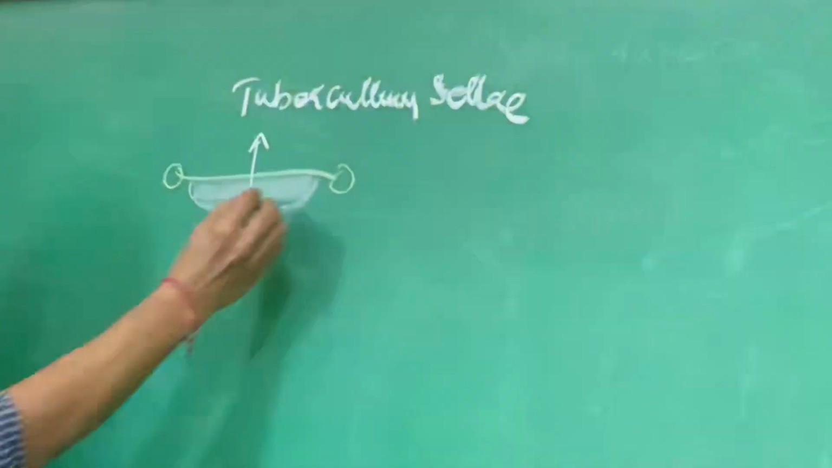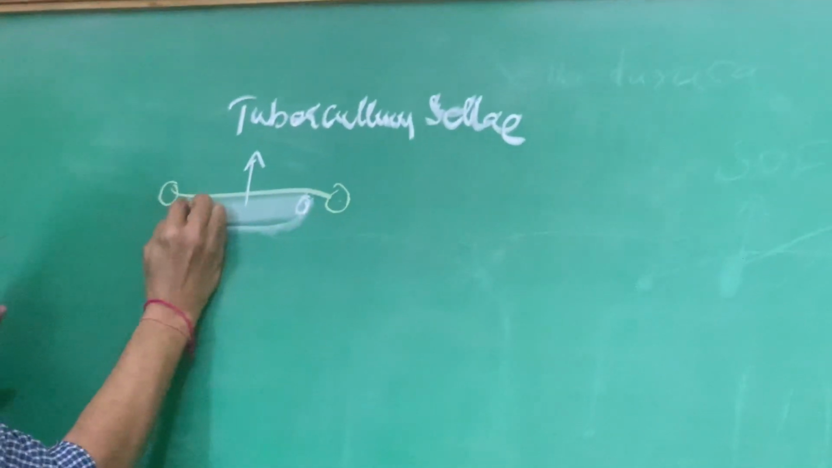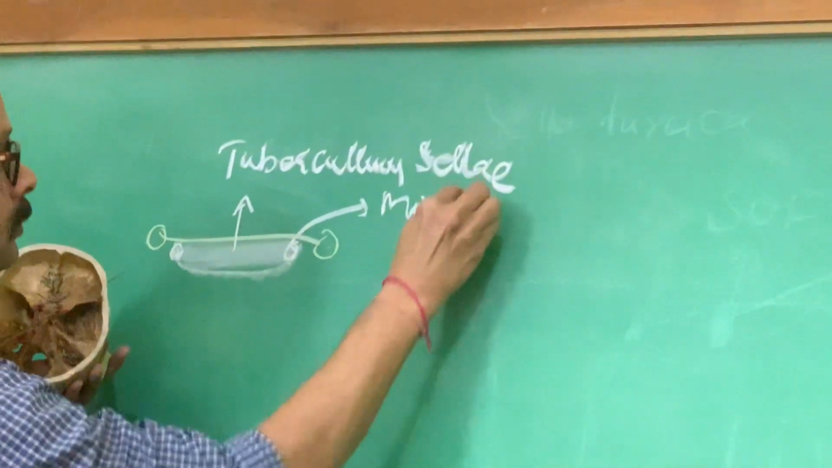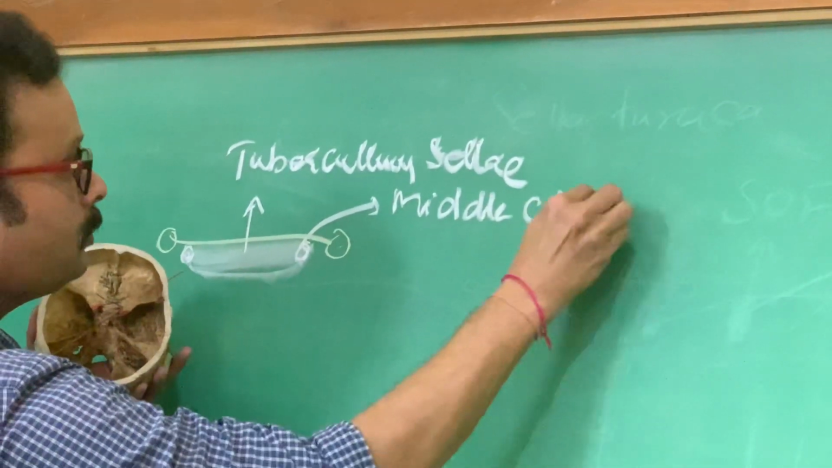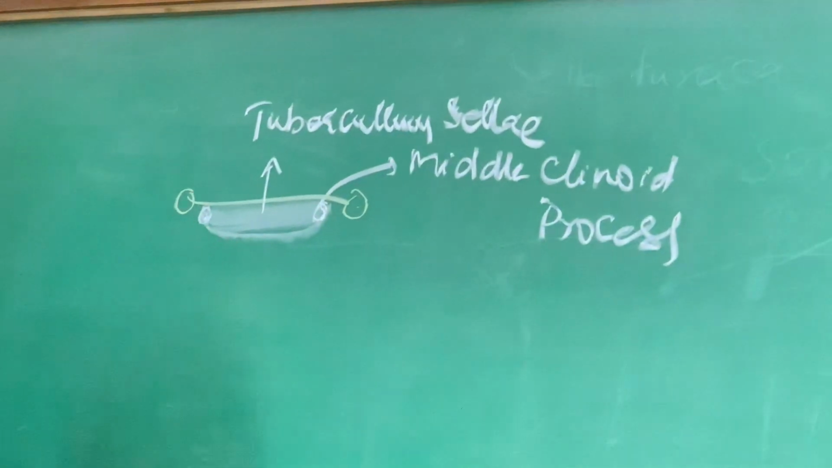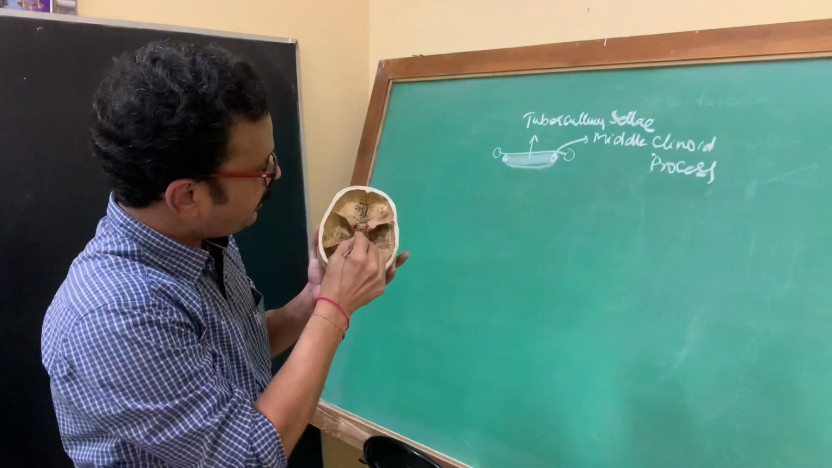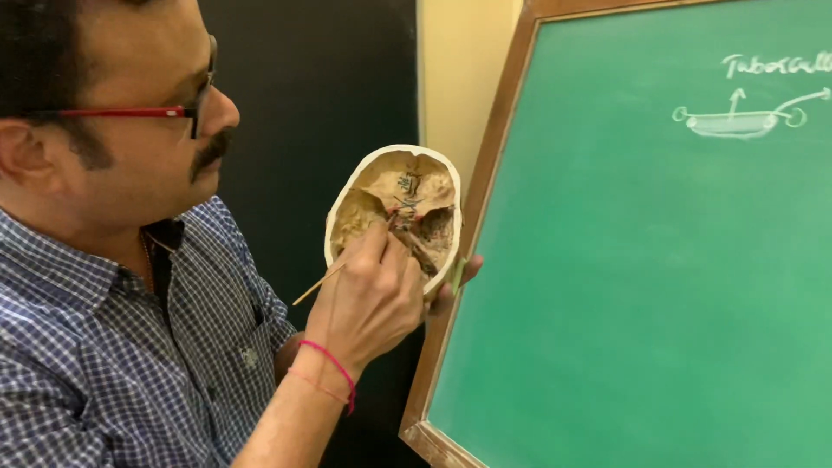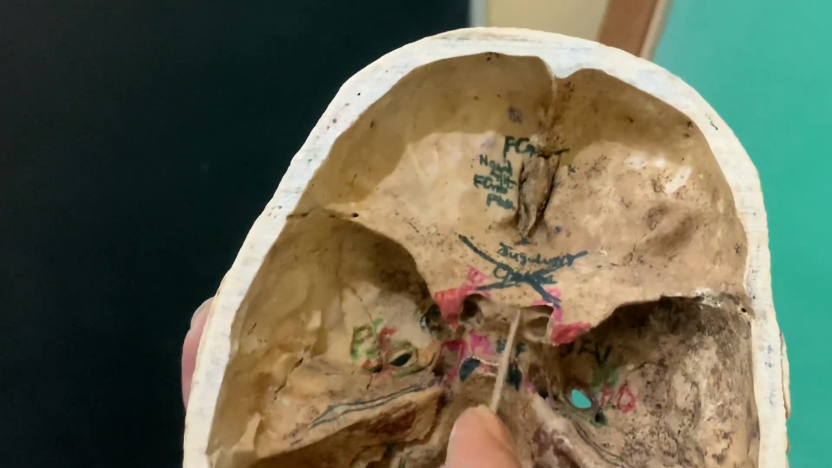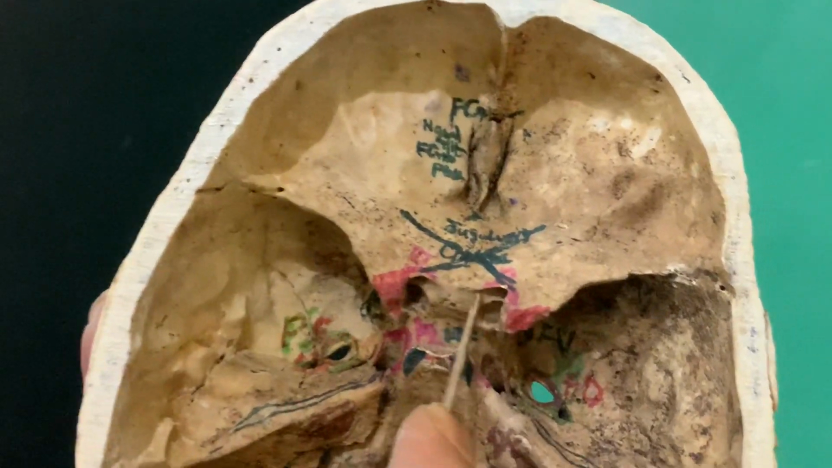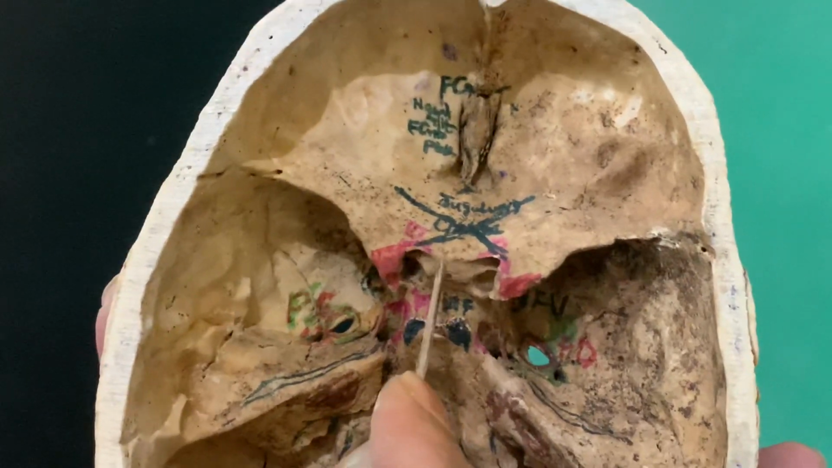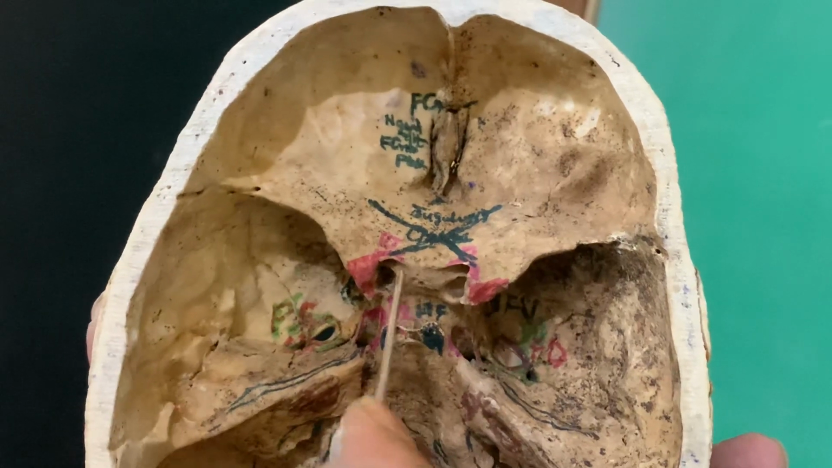And the lateral ends of tuberculum sellae are called middle clinoid processes. Okay? So this is the tuberculum sellae and this is the middle clinoid processes. To this tuberculum sellae is attached the anterior margin of diaphragma sellae. Okay, to the tuberculum sellae, the anterior end of diaphragma sellae is attached.